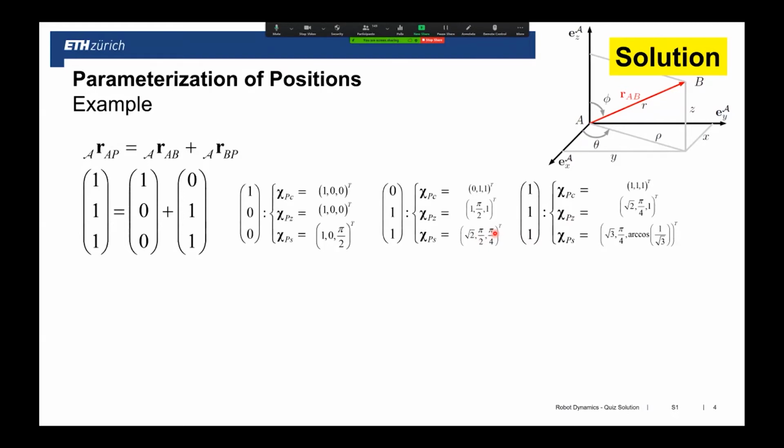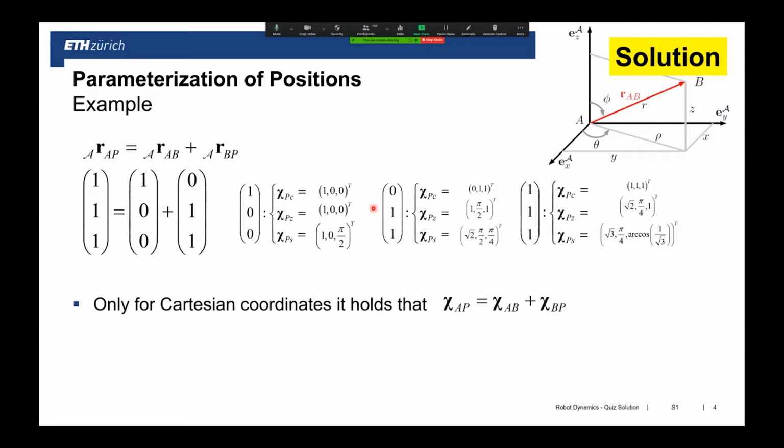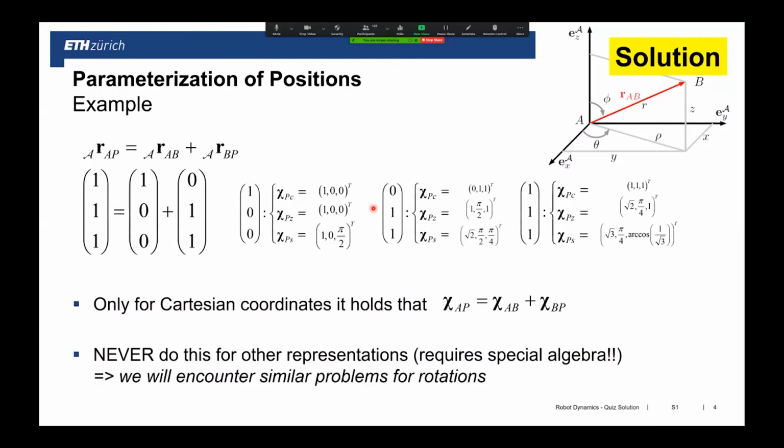And then you do this for the 1, 1, 1 vector. It's just an example to show that if we add up parameterizations, this is generally wrong, except if you have Cartesian coordinates. So never do this for other representations. And I hope this is a learning for you for the next step when we move on with rotations.